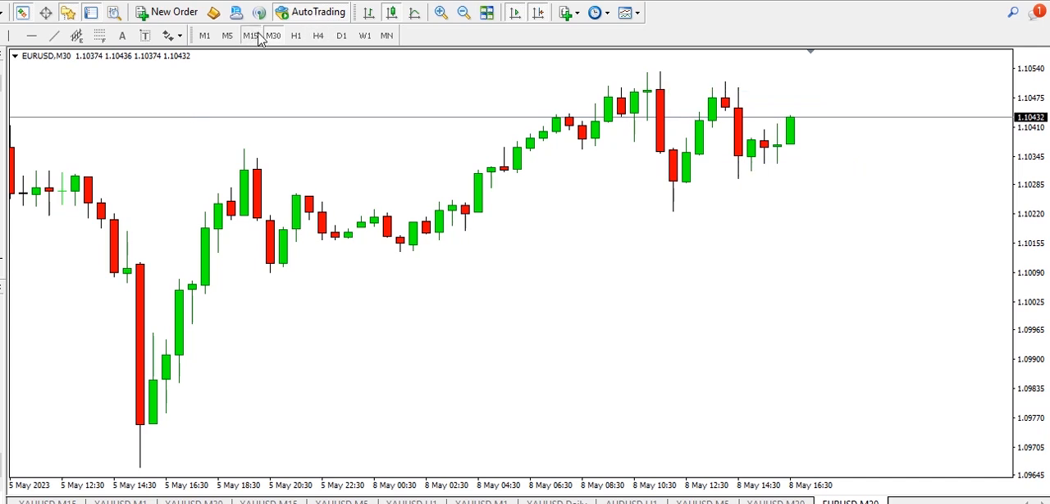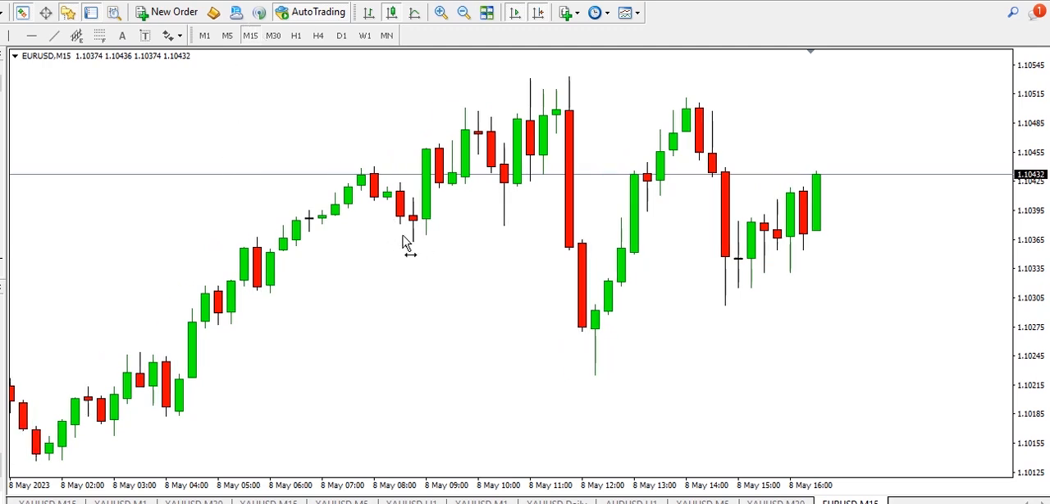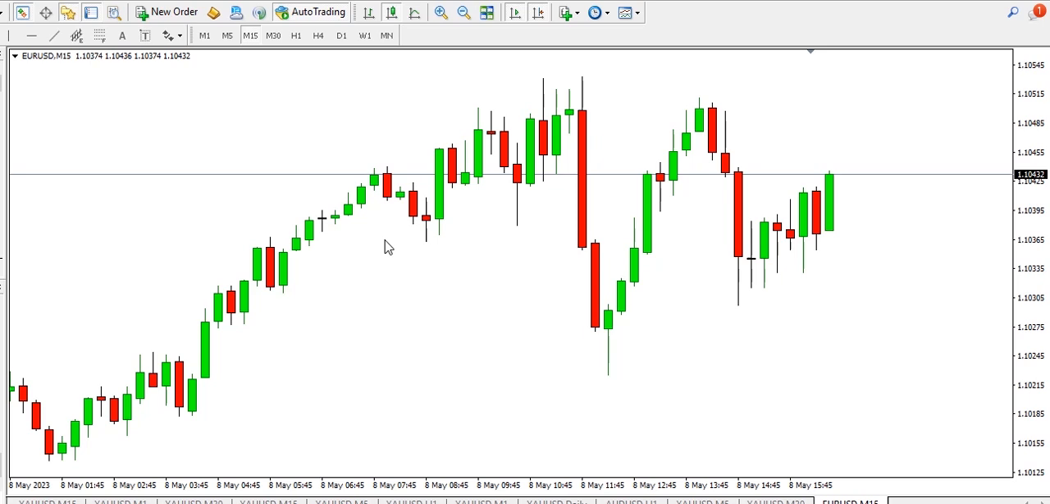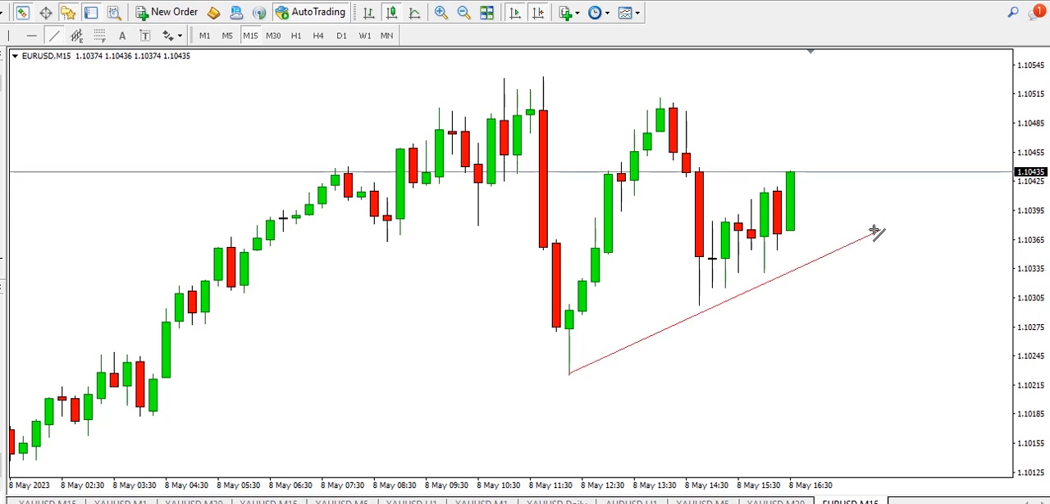Finally, let's look at how you can trade Euro USD on the 15 minutes time frame. Then we'll call it a day. This is the 15 minutes time frame. What can you see? Price is still ranging. You wait for a breakout, but you can always draw your trend line. Look at your trend line. This is your trend line.